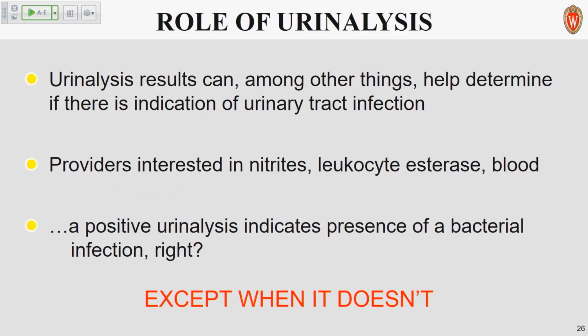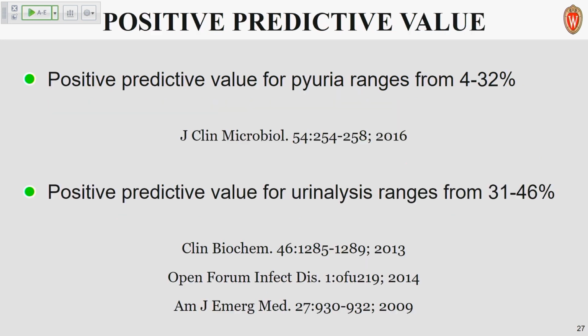All right, so we're going to talk a little bit about the role of urinalysis. We've given you some UA results. Urinalysis results can help determine if there's indication of a urinary tract infection, right? Providers are mostly looking at the nitrites, the leukocyte esterase, maybe the blood, bacteria. And as textbooks would say many years ago, a positive UA tells you there's an infection, right? Doesn't anymore.